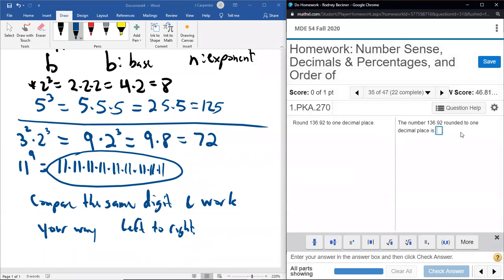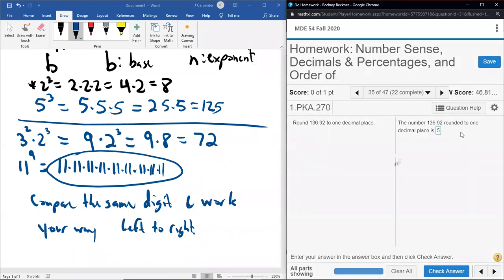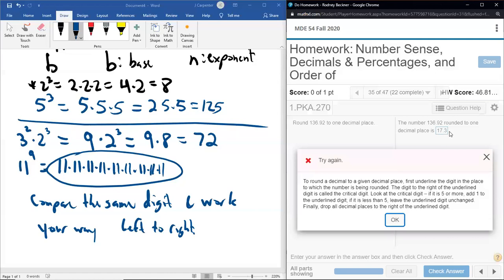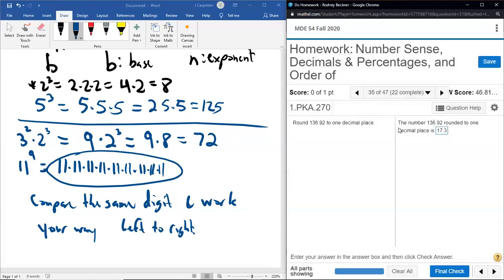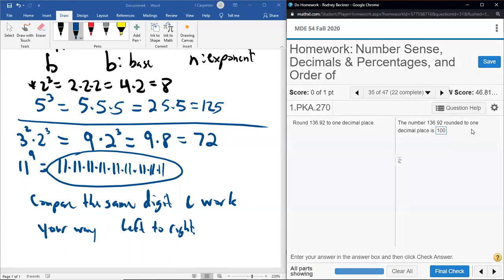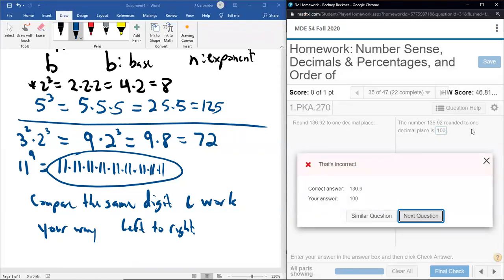So let's do this one wrong. The answer's 5. I don't care what that says. The answer's 17.3. Okay, that was wrong. 136. So maybe I just want to round that to 100, a nice, even, rounded number. And I really like rounding to one significant digit in my real life when I'm working with numbers, just kind of testing things out. But that doesn't mean it's right, because they said round to one decimal place.